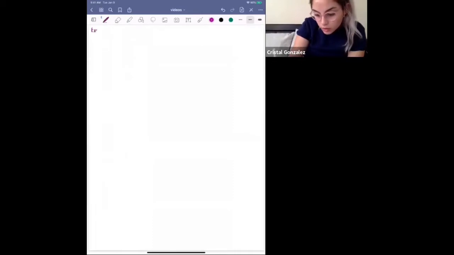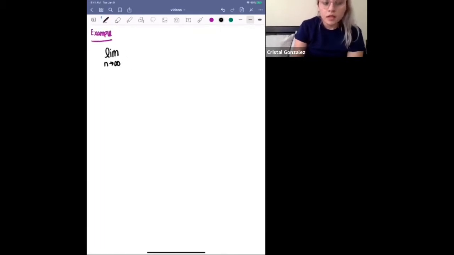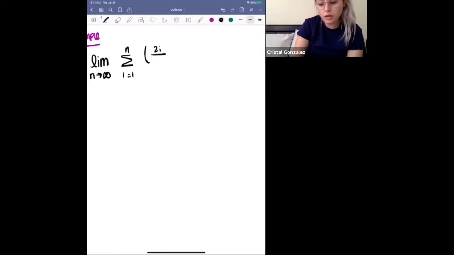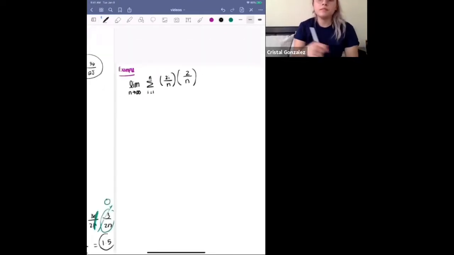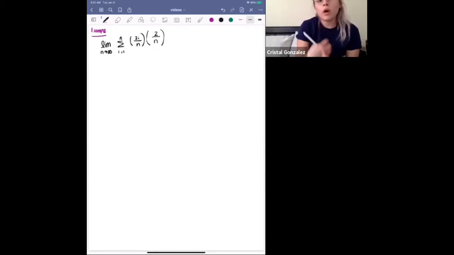Let's do this one. I want you to try this. I'm not going to tell you how to do it, but I want you to try the limit as n goes to infinity of the sum from i equals 1 to n of 2i over n times 2 over n. Okay, so I want you to try this one out on your own. Actually, let's do this one and then the last one you'll try on your own.